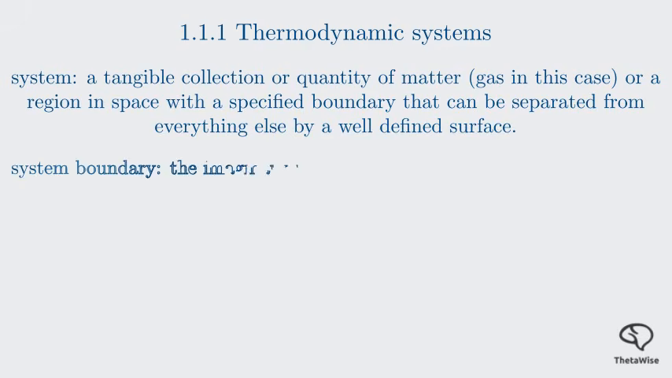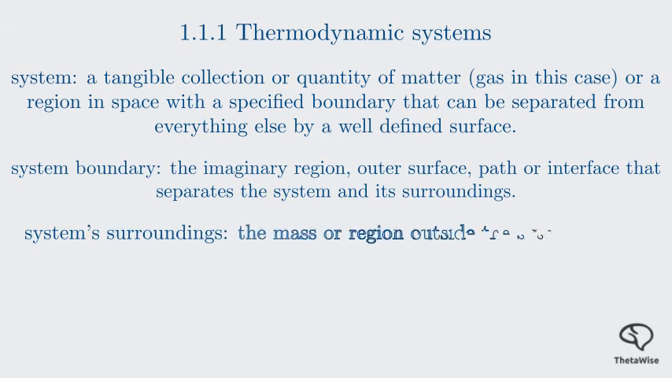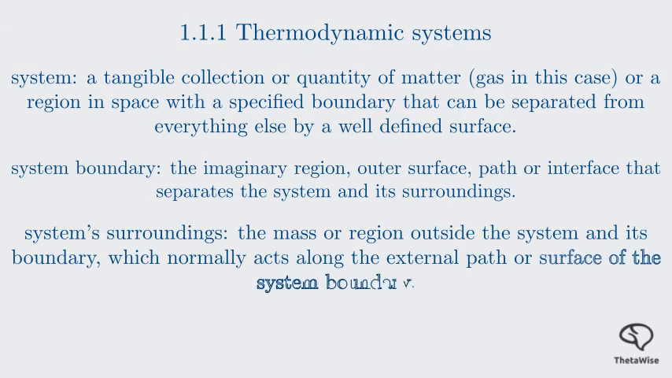Next, the system boundary is the imaginary surface that clearly separates the system from everything else. In our cylinder example, the inner walls of the cylinder form the boundary. It can be any shape, and it's where the system interacts with its surroundings. And finally, the system's surroundings are everything outside the boundary. So, for our gas in a cylinder, the air outside, the table it sits on, even the earth itself, can be considered the surroundings. The boundary is the interface where the system and surroundings interact.